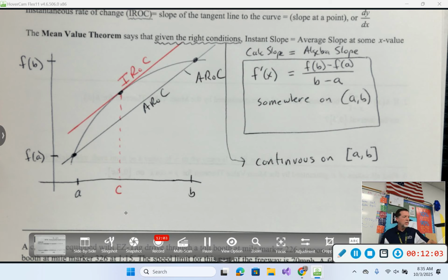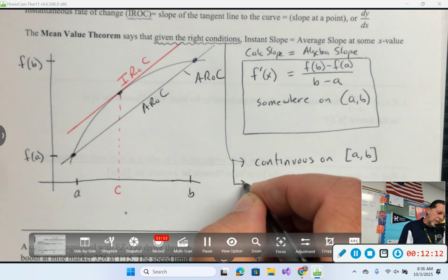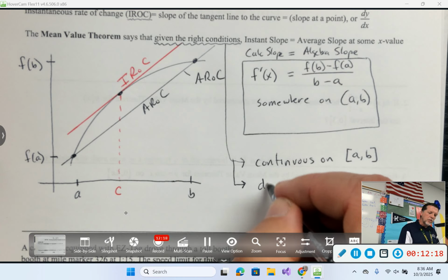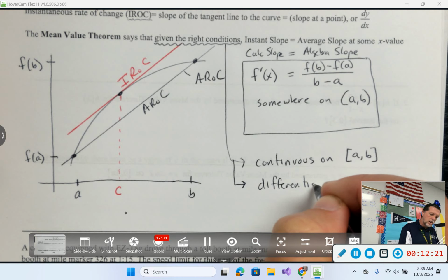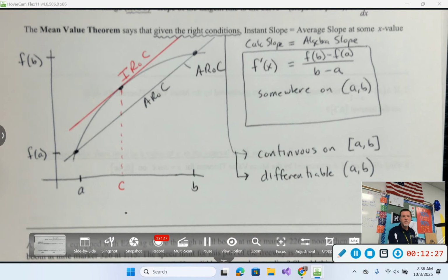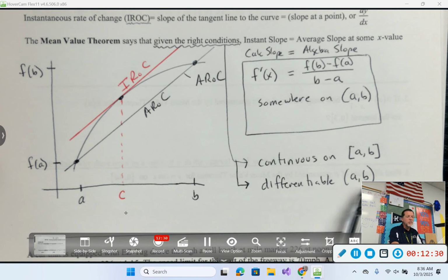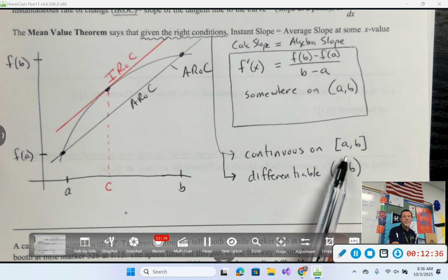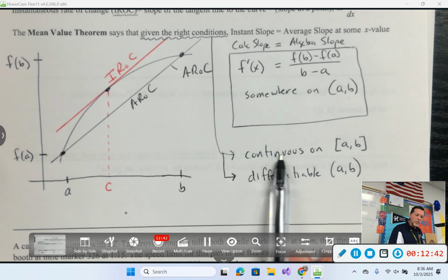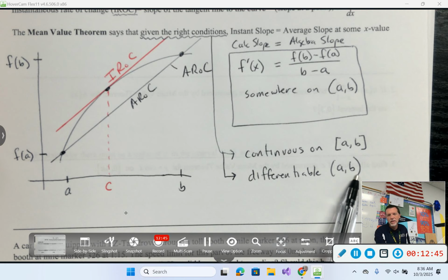No jumping around. And this one's maybe less obvious, although we could draw some pictures where it would become more obvious. It has to be differentiable on that same interval. The continuous is on the closed, the differentiable is on the open. That fine a distinction doesn't really matter for the AP test. They're never going to test you on the difference between those two. But technically, the continuous is on the closed interval, the differentiable is on the open interval.